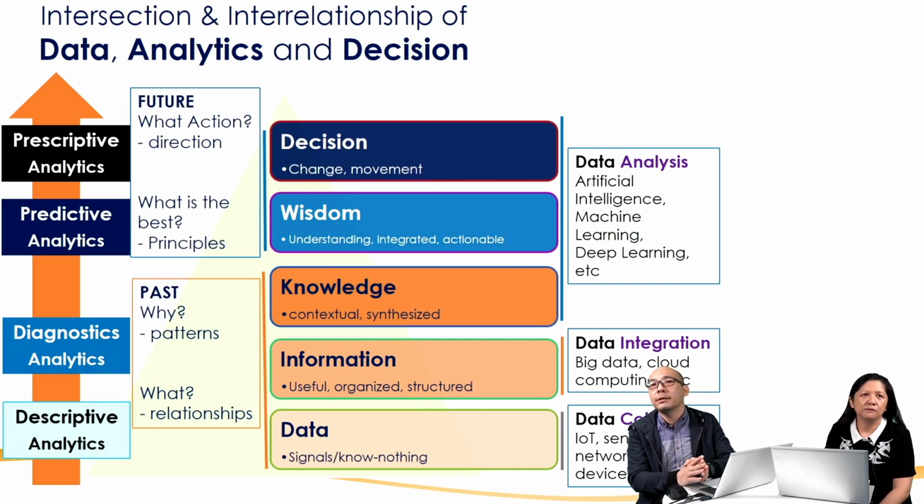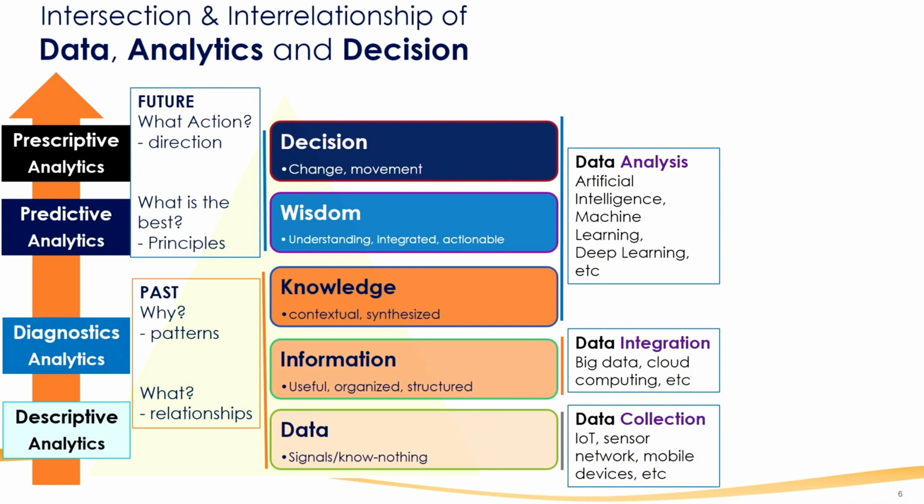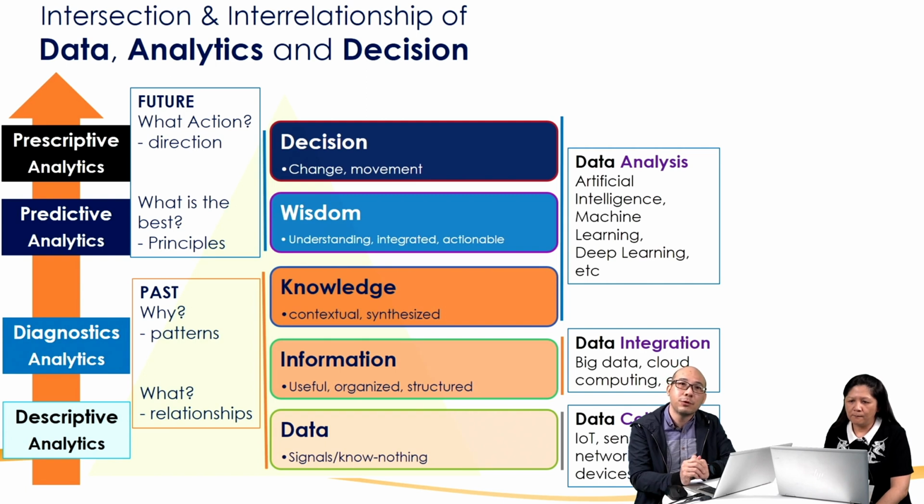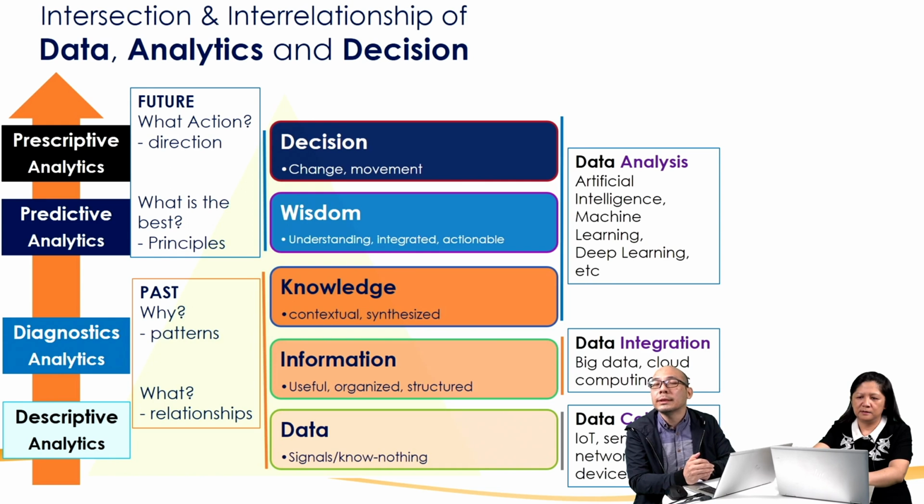If you're looking at the hierarchical data structure, data is being transformed from raw, meaningless data into information, knowledge, wisdom, as well as decision. Now, these are in line with the analytics maturity model from descriptive analytics, diagnostic, predictive, and all the way to prescriptive analytics. Moreover, it is very crucial for us to look at the data journey from data collection, from raw data, to data integration, and subsequently data analysis via AI techniques, machine learning, deep learning, etc.